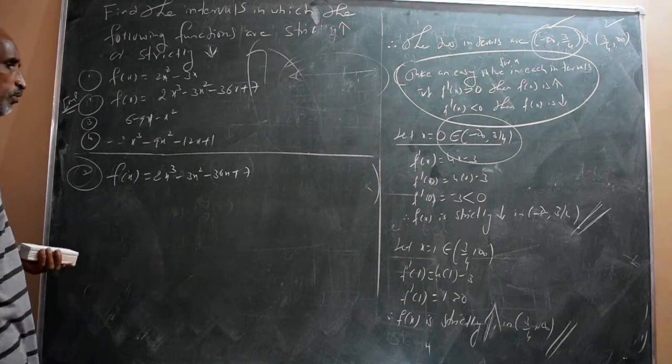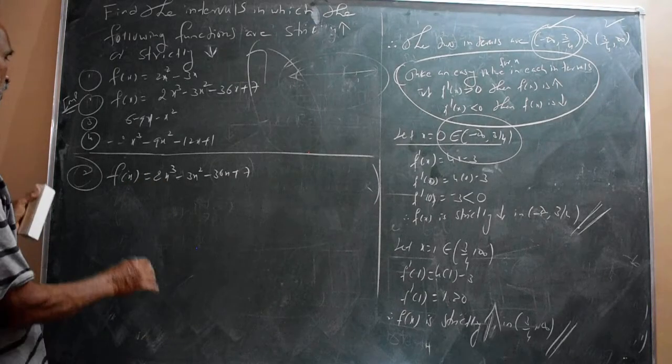F of x is equal to 2x³ minus 3x² minus 36x plus 7. Differentiating with respect to x.